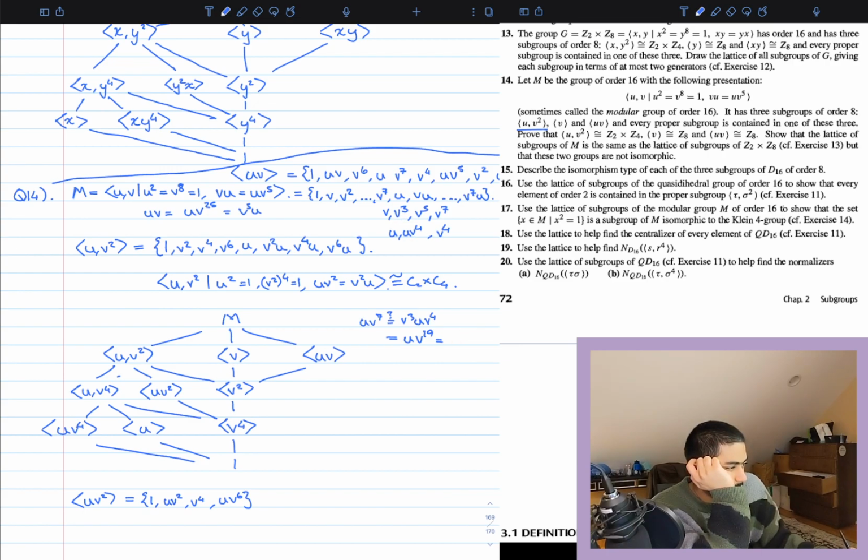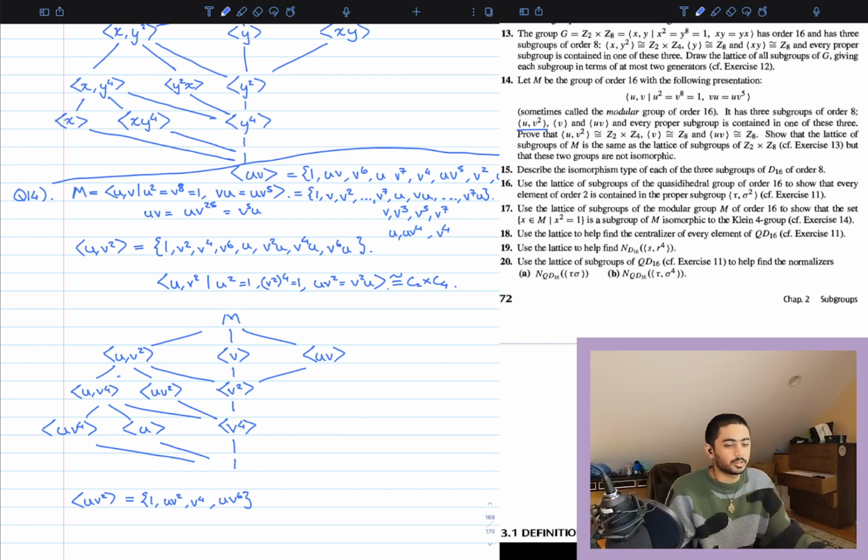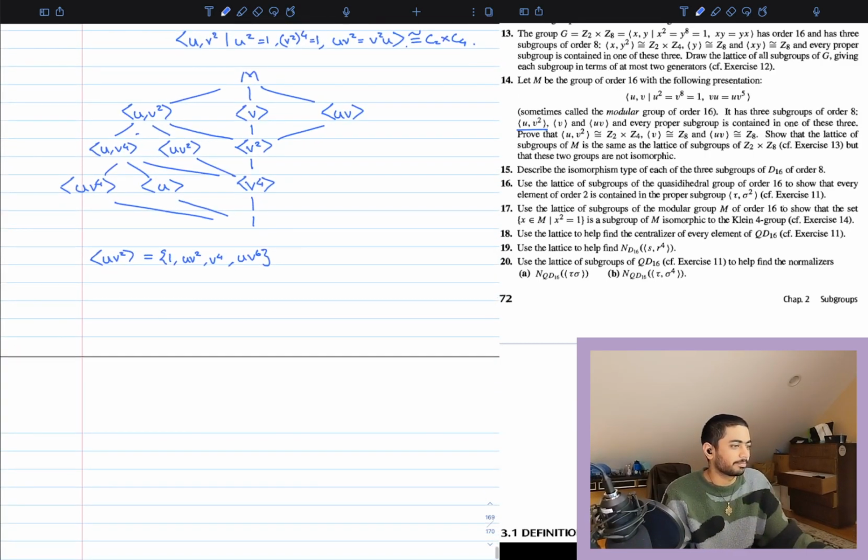Yeah, there's a lot of pairs to check here. And I'm sure if one checks all these pairs, we'd be able to prove this. I don't want to do that, so I'm just gonna say it works and keep going. We're done.